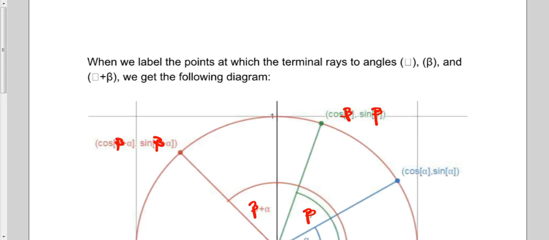Thetas are Greek, I know, but there are a few letters in between. Okay, so these are going to be cosine beta plus alpha, sine beta plus alpha. There's cosine beta, sine beta, cosine alpha, sine alpha.